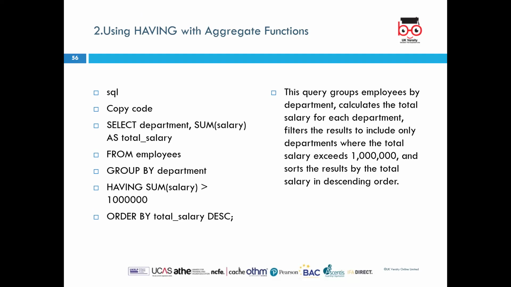Here we have an example of using having with the aggregation function. Basically, this query groups employees by department, calculates the total salary for each department, filters the result to include only departments where the total salary exceeds 1 million, and sorts the result by the total value in descending order.